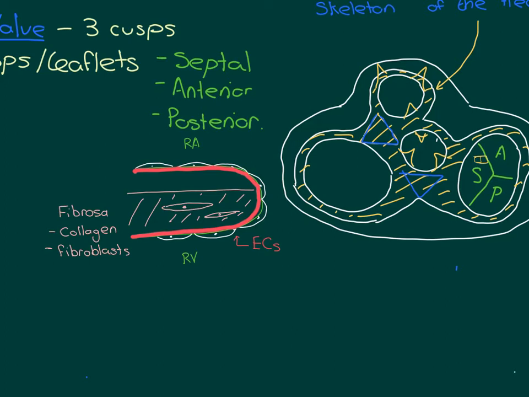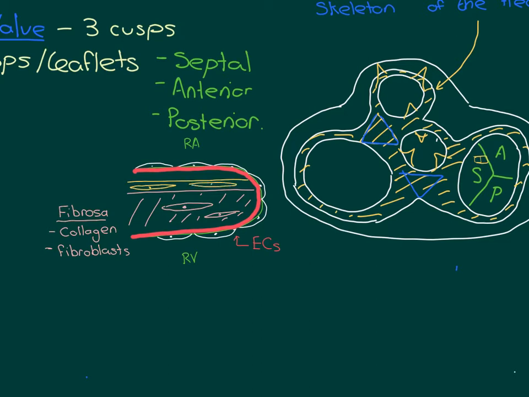Then, on top of the fibrosa layer, you have 2 thinner layers of connective tissue. So let's now turn our attention to those. Let's now go above the fibrosa. This next layer here is called the spongiosa, and it also contains fibroblasts. So I'm drawing more fibroblasts here.